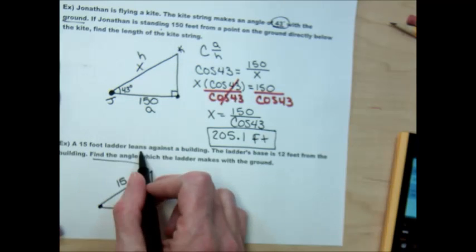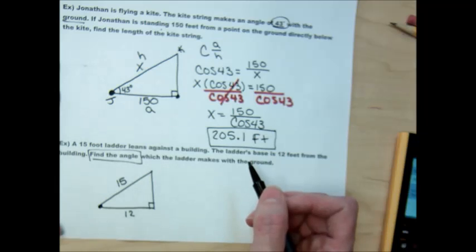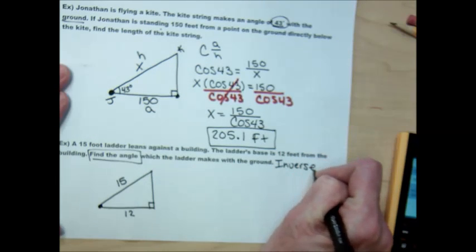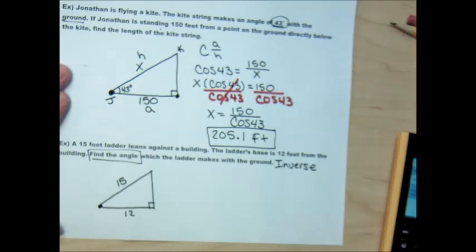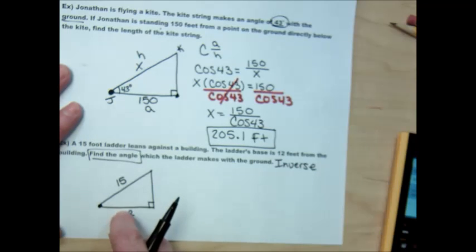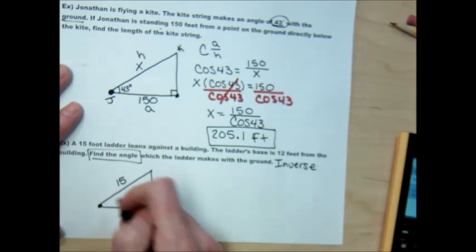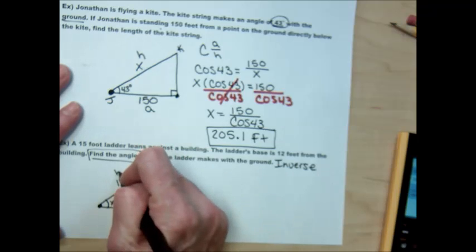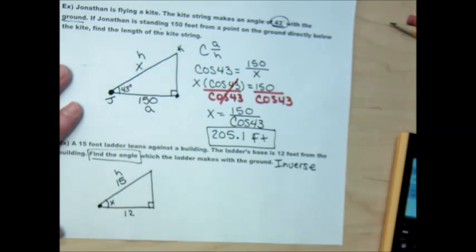Find the angle. So this one's asking for an angle. That means I'm going to use an inverse. If the question asks you to find an angle, you know you're going to use an inverse, one of the negative ones. This is the ground. This is the building. This is the angle it wants right here. So make sure you know the angle. From this angle, 15 is the hypotenuse. Hypotenuse never changes. 12 is adjacent.